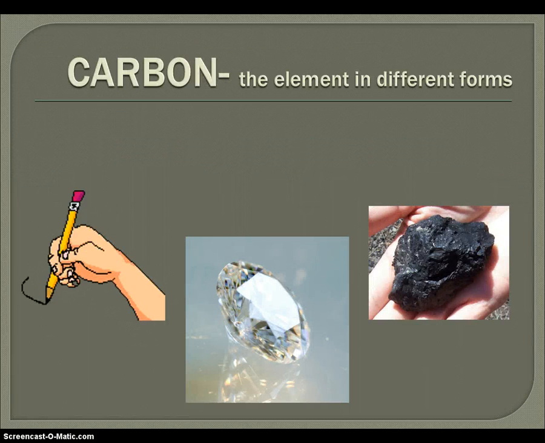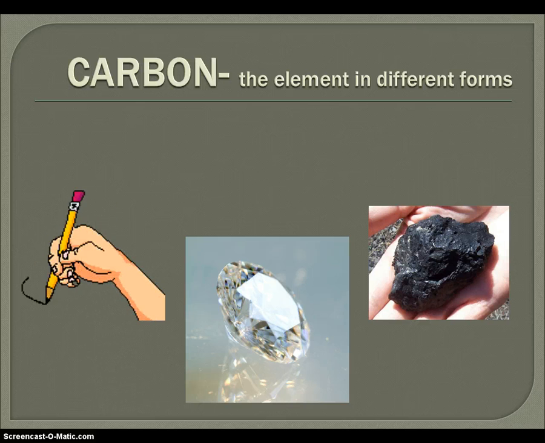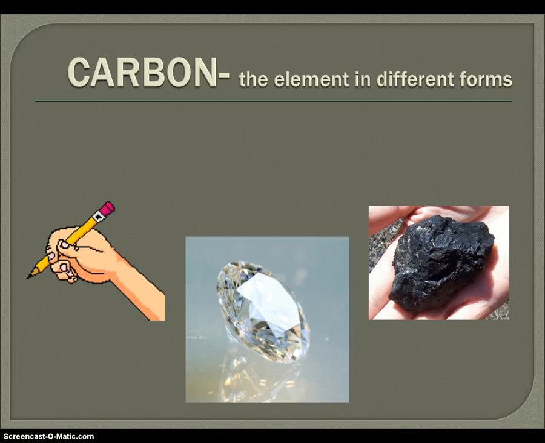So let's start with carbon. In its elemental form, it can look really different. It could be graphite in a pencil or coal, or it could be a diamond. These are not compounds because it's just carbon formed and bonded and mixed up in different ways and stuck together in different ways, and it looks different. But it's not a compound, it's just the element carbon.